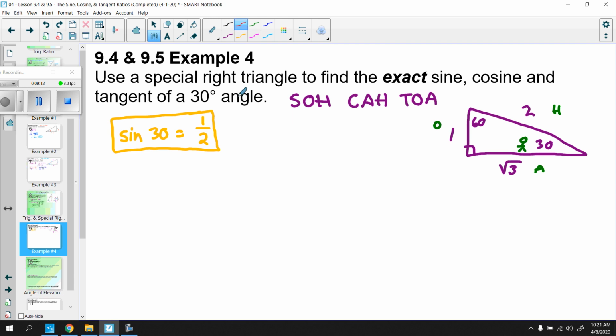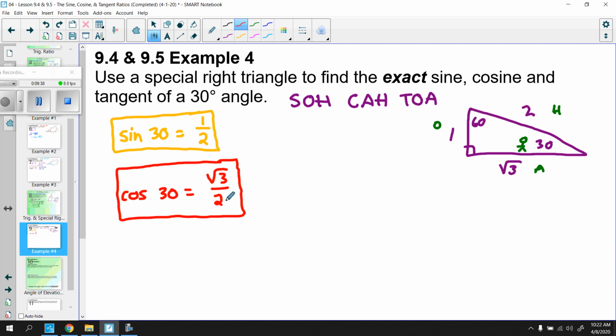Next one. That was easy enough. Cosine. The cosine of 30 degrees is equal to adjacent length, which we're saying is the square root of 3, over hypotenuse length, which is 2. So again, we're in that same boat. As long as we're putting that hypotenuse in the denominator, which is a nice even 2, we don't have that issue of rationalizing. So again, I think we're okay here.